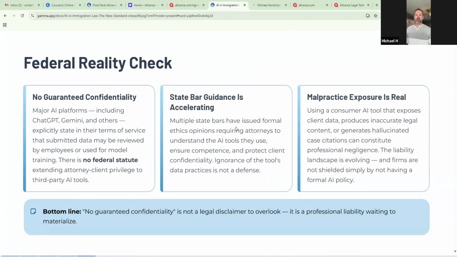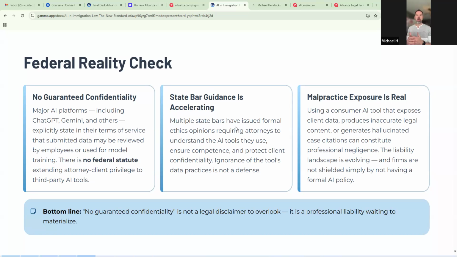So the federal reality check. Now we know, no guarantee of confidentiality. State bar guidance is starting to accelerate. Multiple states have issued formal ethics opinions requiring attorneys to understand. First of all, they're telling attorneys, in order to be an informed attorney and to be providing the best service, you need to understand AI tools. Why would they say that? They would say that because it is the leap forward.